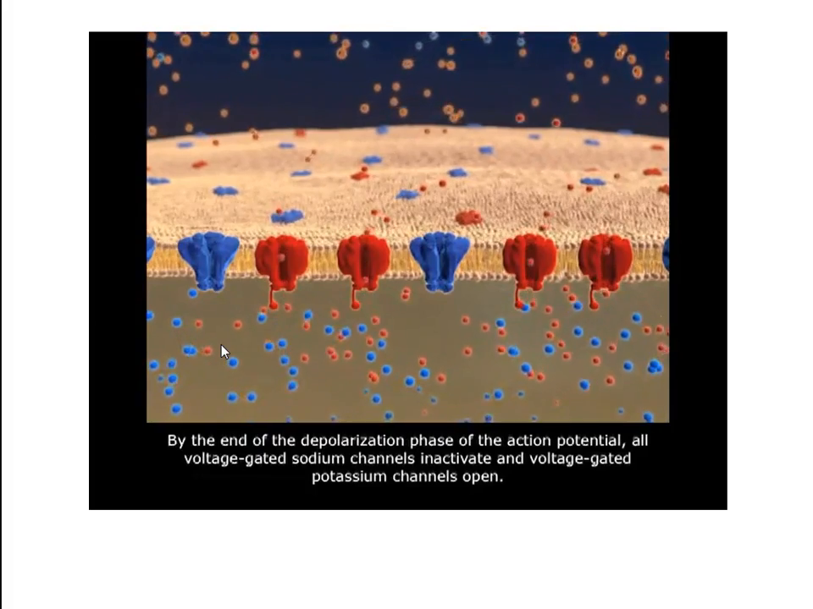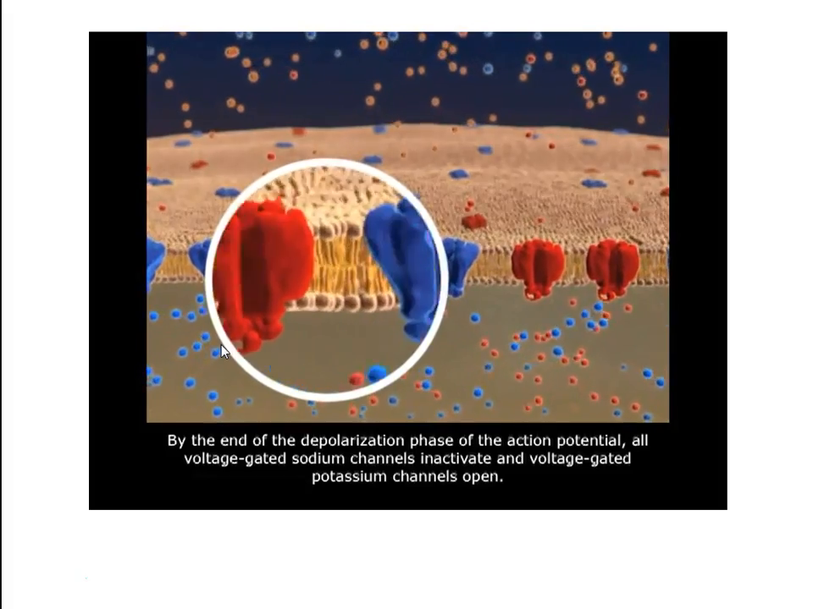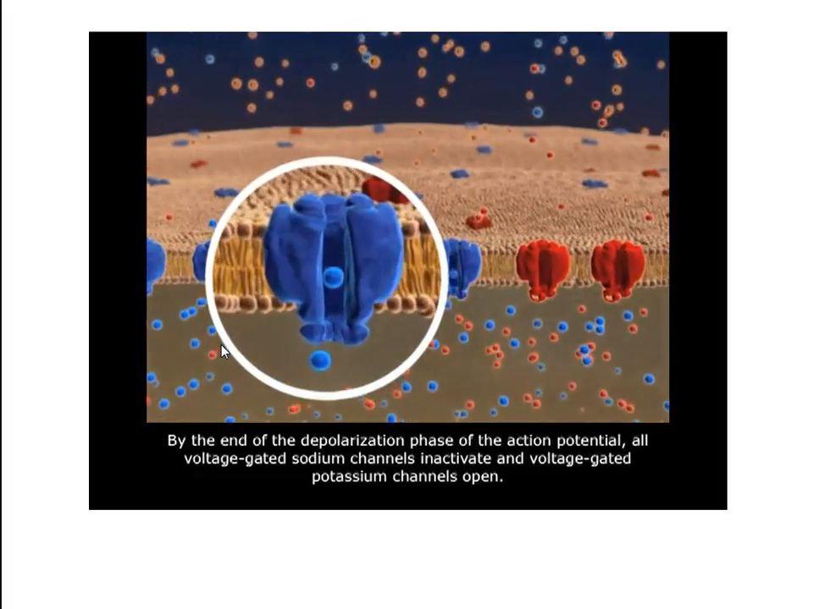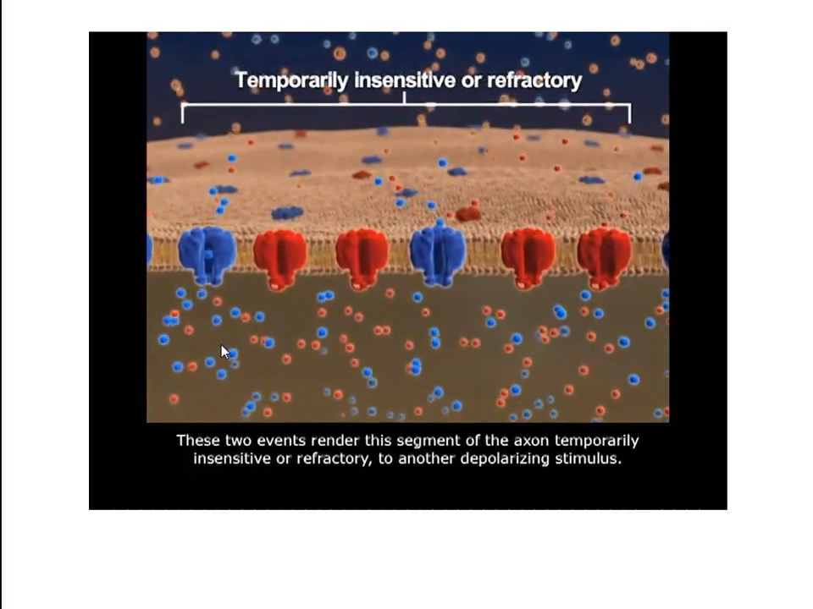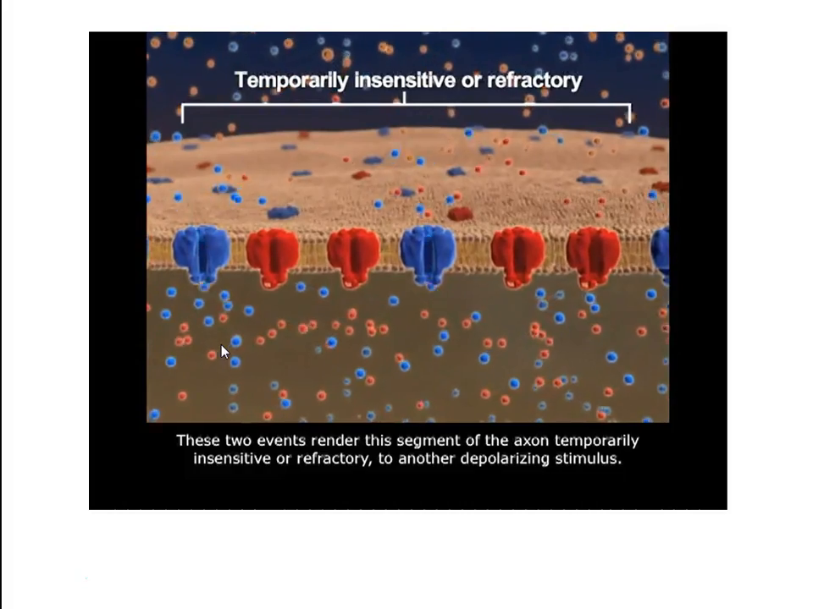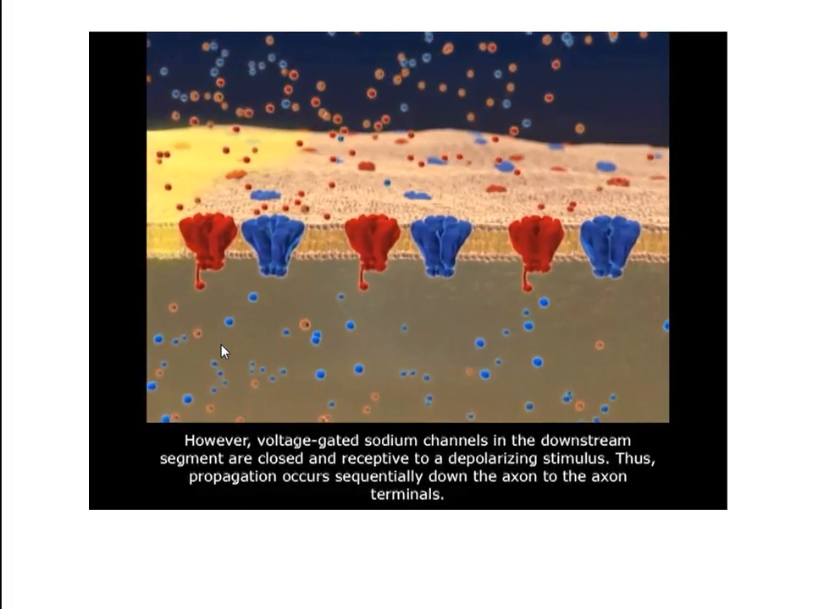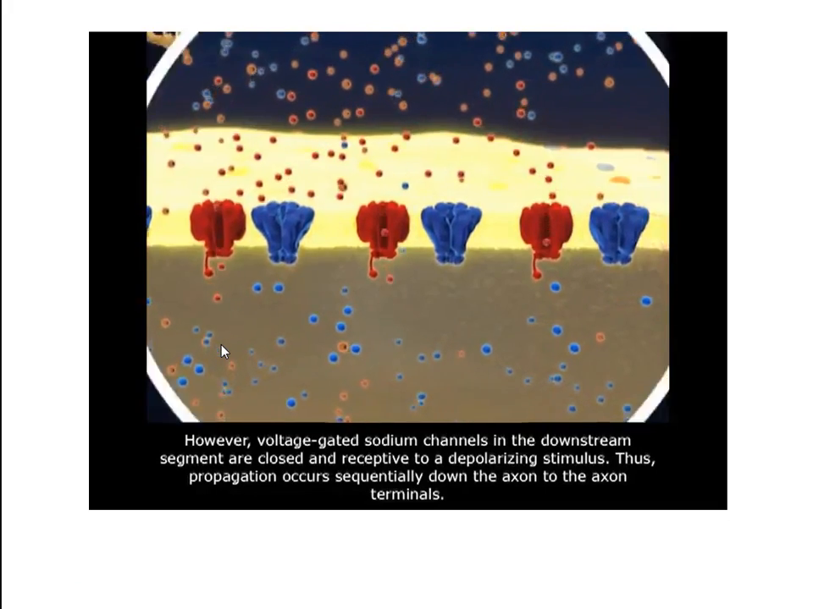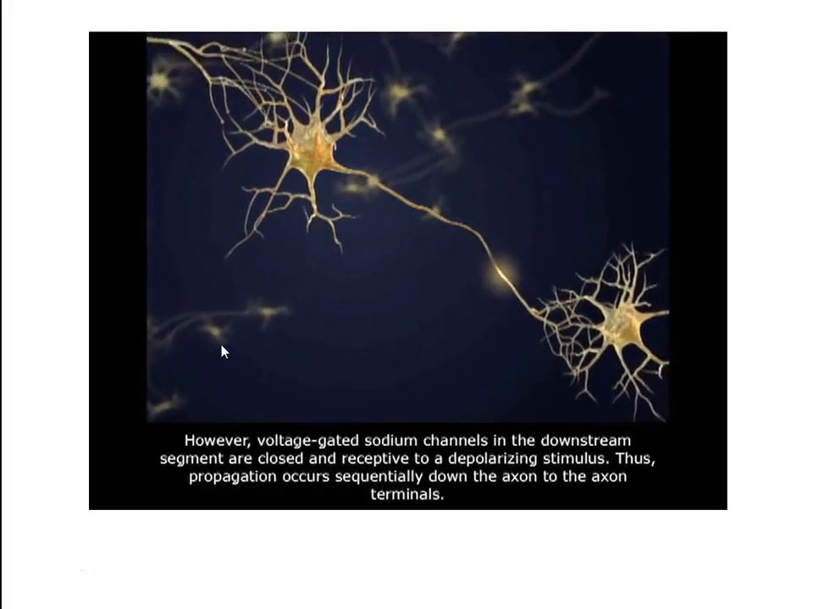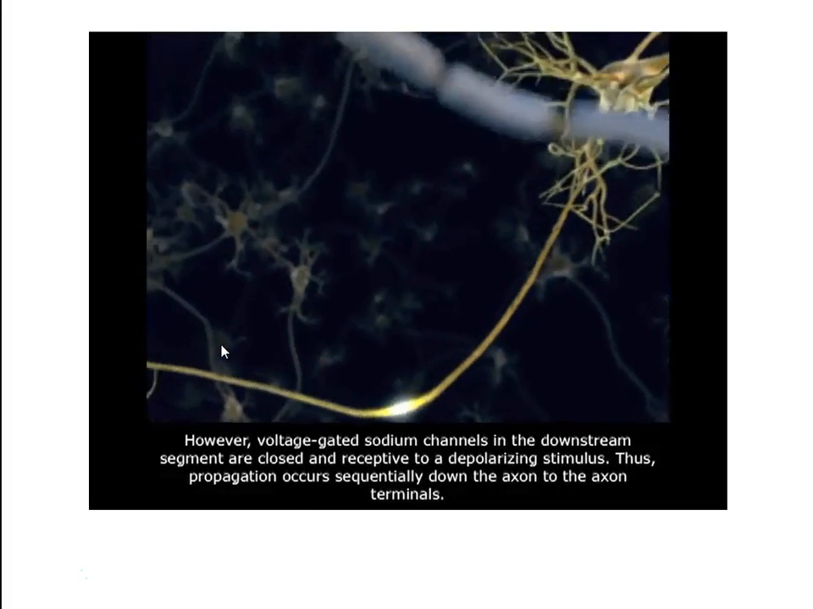By the end of the depolarization phase of the action potential, all voltage-gated sodium channels inactivate and voltage-gated potassium channels open. These two events render this segment of the axon temporarily insensitive, or refractory, to another depolarizing stimulus. However, voltage-gated sodium channels in the downstream segment are closed and receptive to a depolarizing stimulus. Thus, propagation occurs sequentially down the axon to the axon terminals.